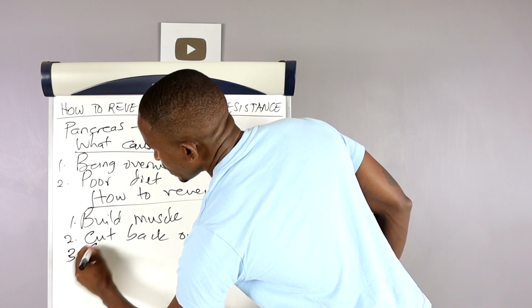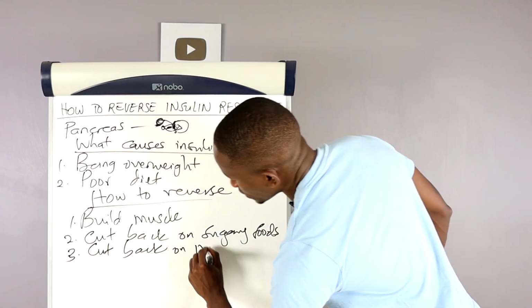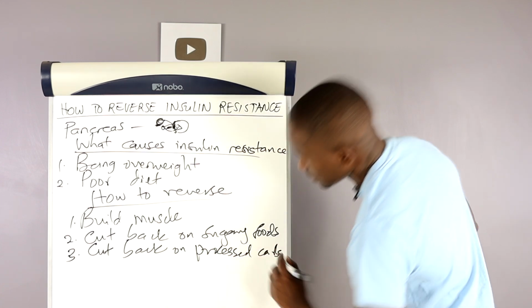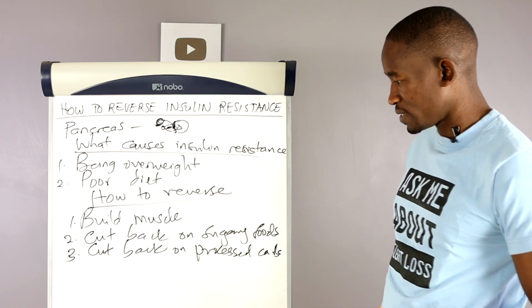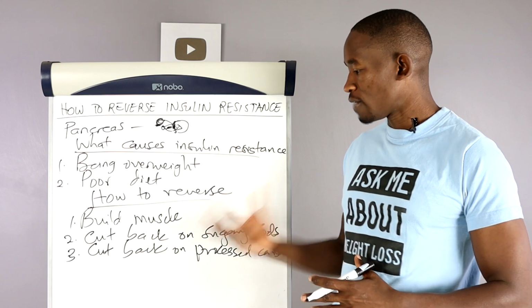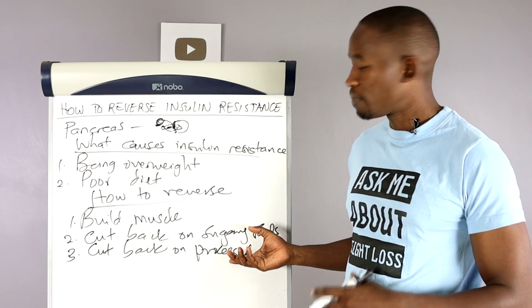Number three, cut back on processed carbs. Cut back on processed carbohydrates and simple carbohydrates. Mainly eat complex carbohydrates, and for the same reason as sugary foods. These foods are going to spike your blood sugar levels.